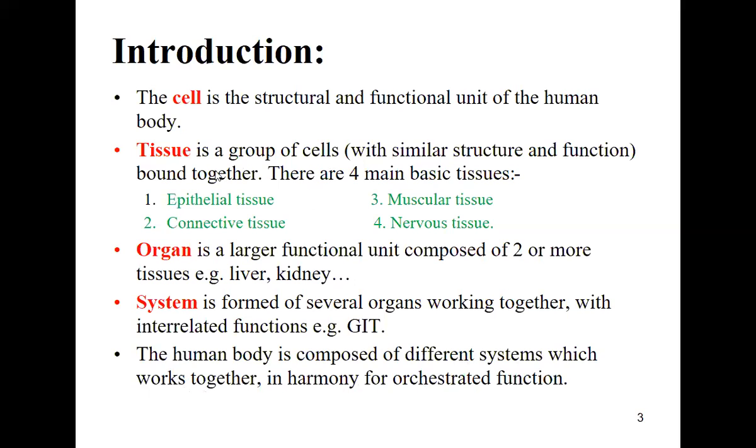So once again I repeat, the smallest structure is the cell. When many cells come together, they form the tissue. When many tissues come together, they form the organ. When many organs come together, they form the system. When many systems work together, they form the human body. So these are the different stages of the human body formation.